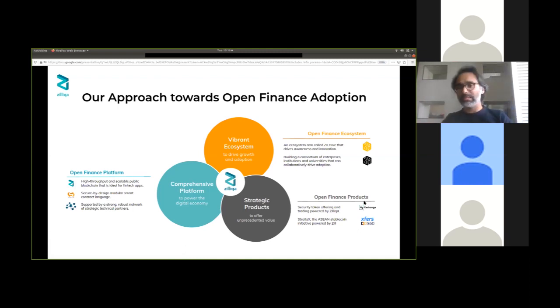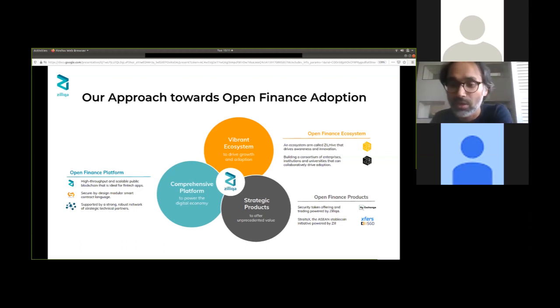And obviously, there's nothing complete without a vibrant ecosystem. So we also have set up a dedicated mechanism that we call Zilhive. It's an incubation program to encourage people or teams around the world who would like to build on top of the Zilliqa chain. Zilhive provides them financial, technical, and marketing support so that their products can actually reach the right consumers.